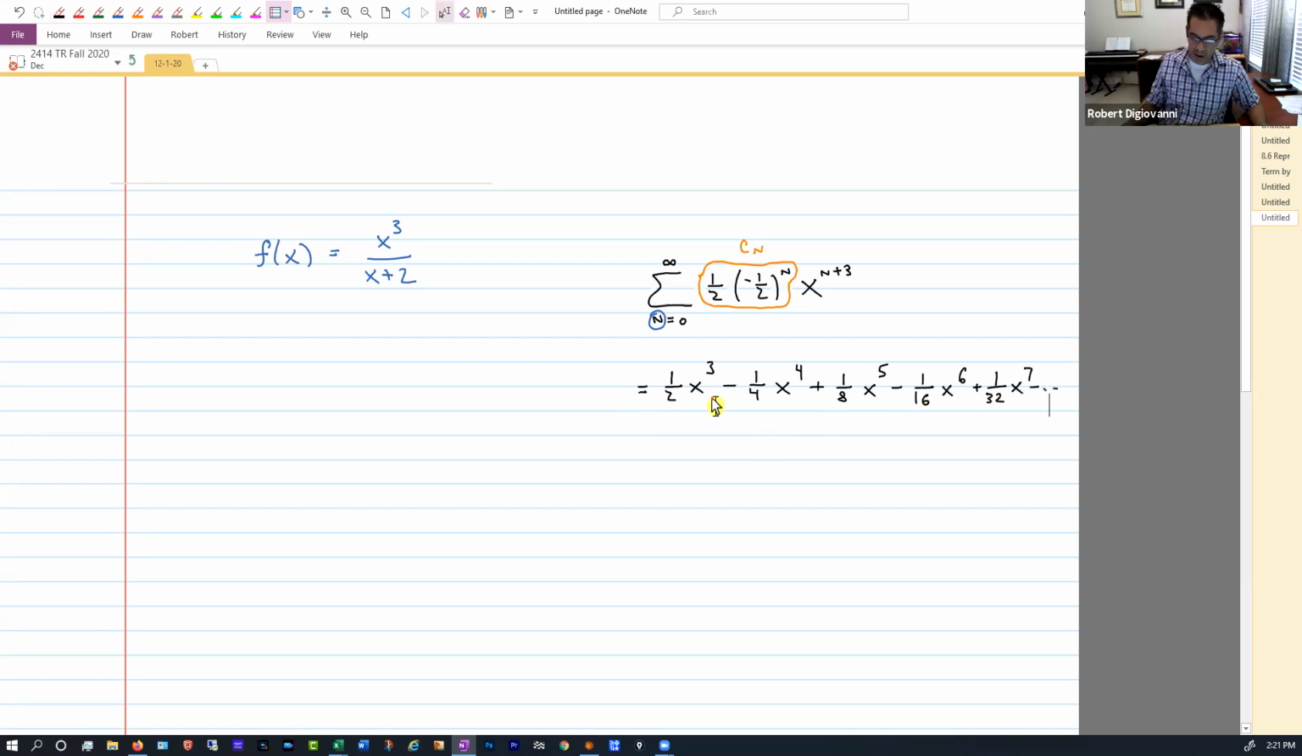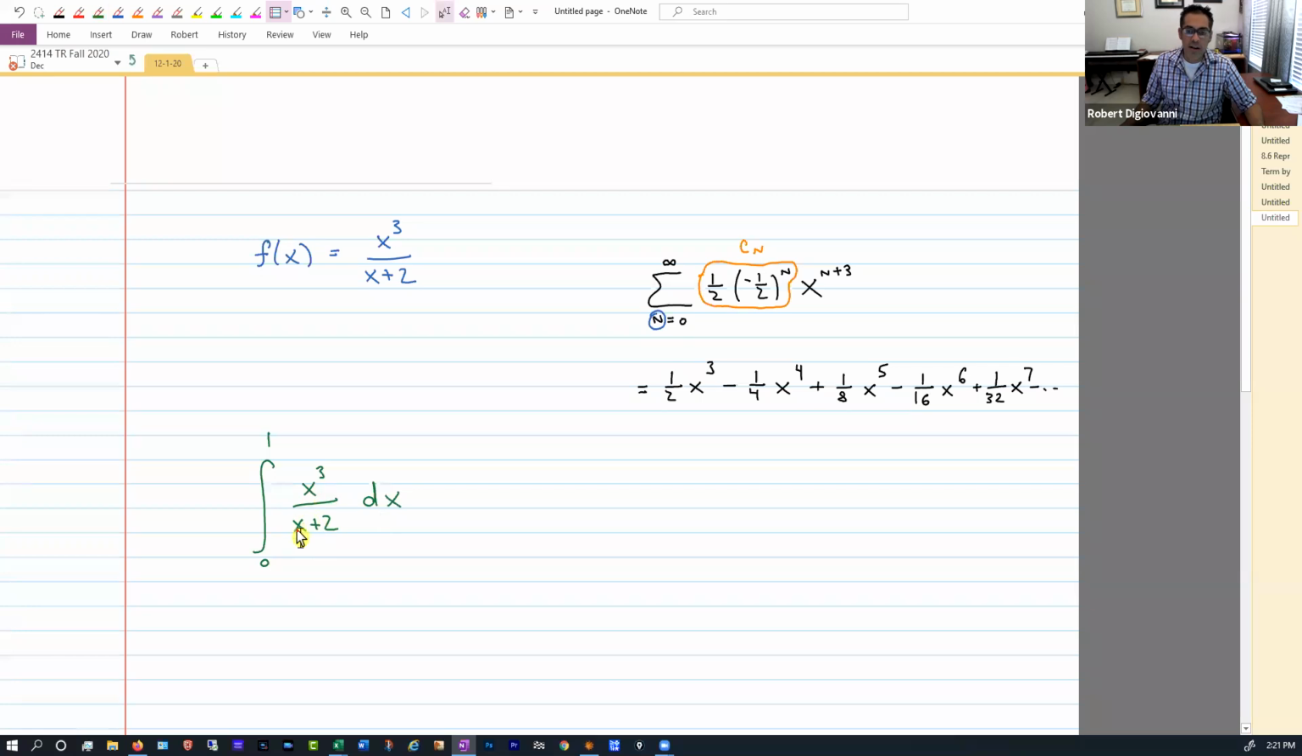There's a pattern here. Do y'all see it? The bottom is growing by factors of 2, right? Doubling each time, alternating. Yes? So check this out. What's the integral from 0 to 1 of x cubed over x plus 2 dx?